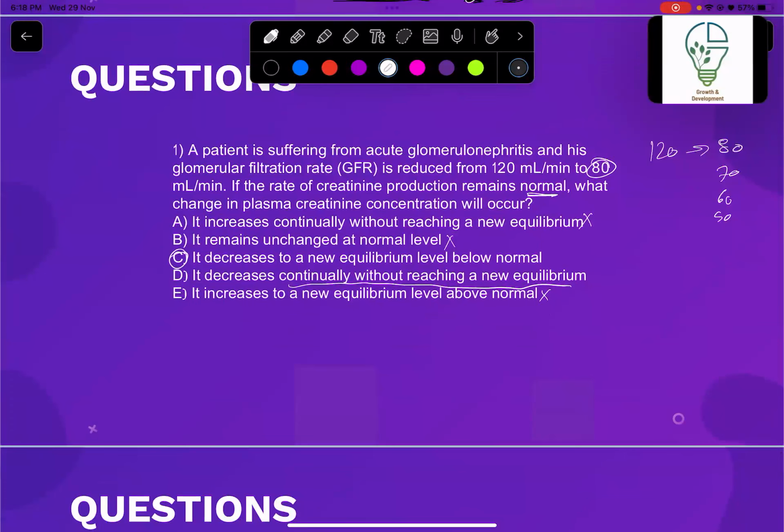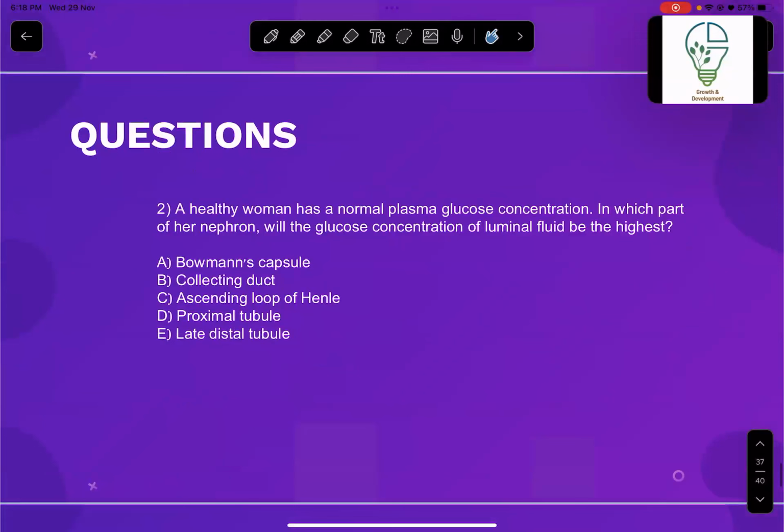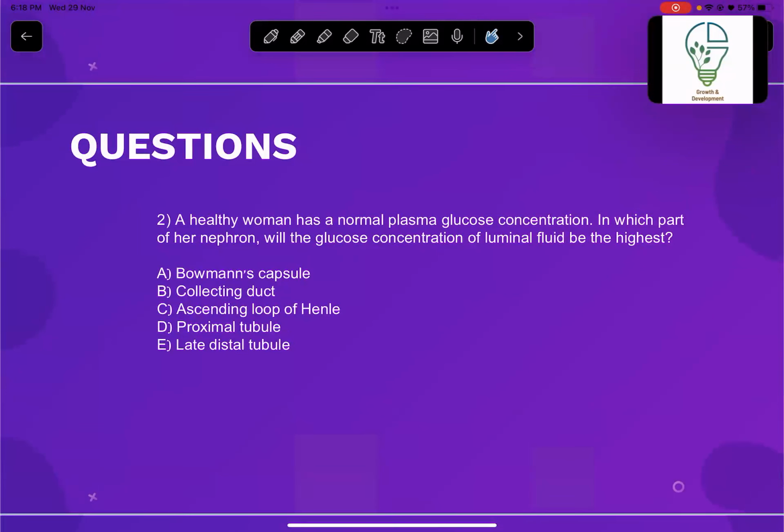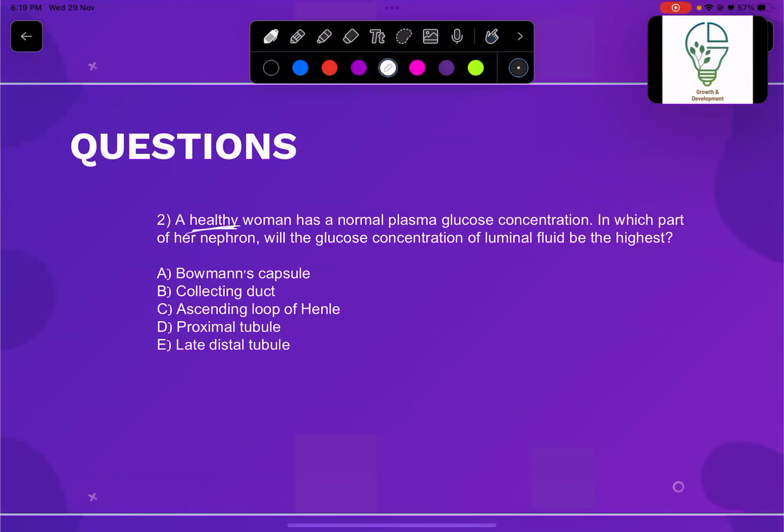Good job. Okay, a second question is this. A healthy woman has a normal plasma glucose concentration. In which part of her nephron would the glucose concentration of luminal fluid be the highest? Some keywords here would be healthy and normal plasma glucose concentration. So where would the highest glucose concentration be?